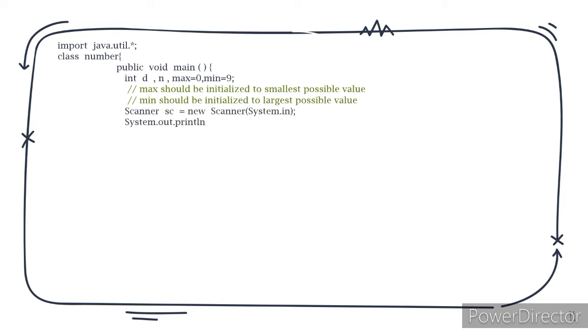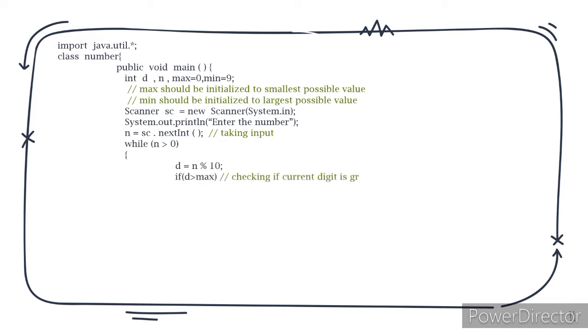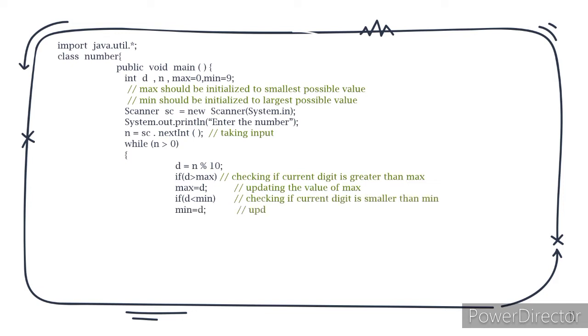Next, we take the number as input. n = sc.nextInt(). We take the loop while n is greater than 0. d = n modulus 10, so we get the digit. Now we put the checking over here. If d is greater than max, that is, the current digit is greater than the max that we have taken, max updates to d. And the same thing, if d is less than min, min updates to d. And then n = n/10.